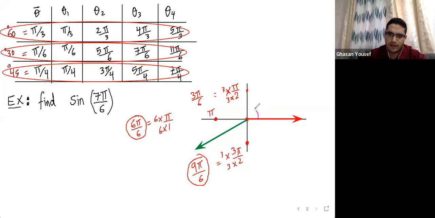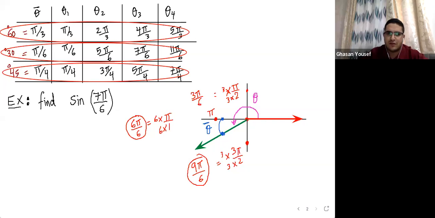So the angle is supposed to be like this. This is theta. Now my reference angle is an acute angle, the acute angle between the x-axis and the terminal side. Here is the terminal side, and here is the x-axis. So this is my acute angle. This is the reference angle. Or you can go back to the table.